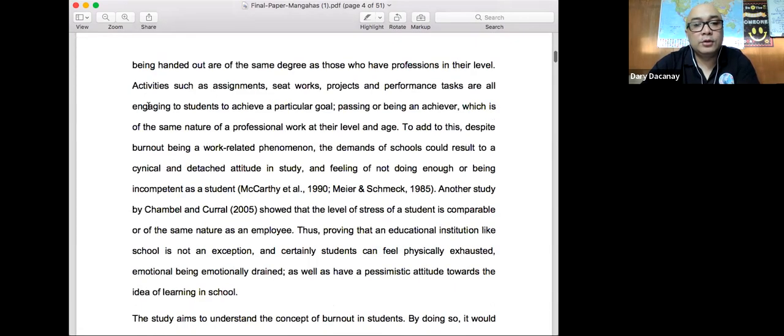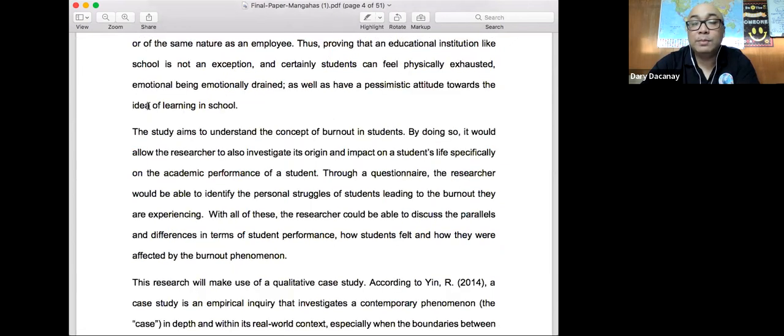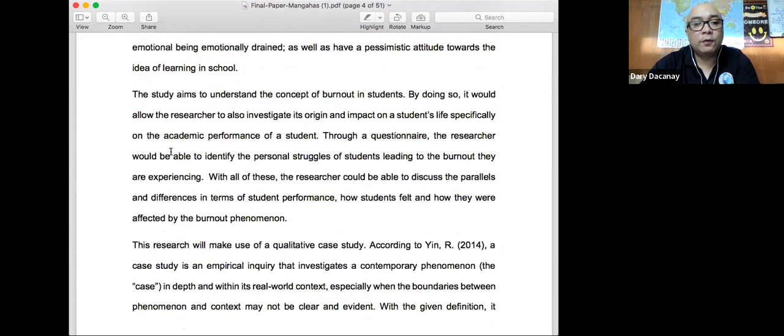Now, moving on, the fourth paragraph would be the aim of the study. So you see here, in the fourth paragraph, Carl made mention of this one. The study aims to understand the concept of burnout in students. Okay? So explain mo yun. You could probably explain the aim of your study in three important points, no? Tatlong important points or tatlong aims of the study.